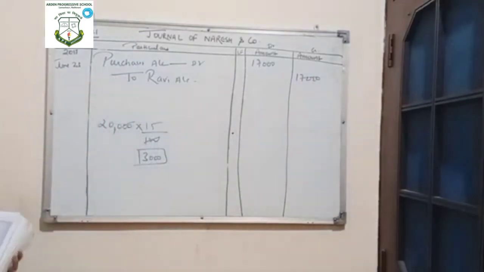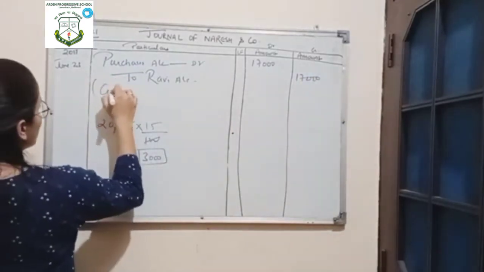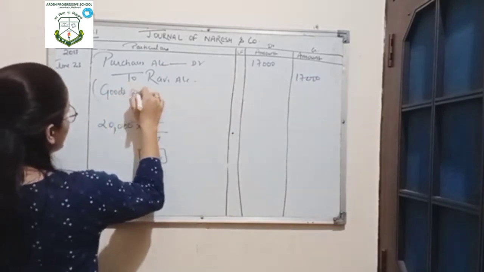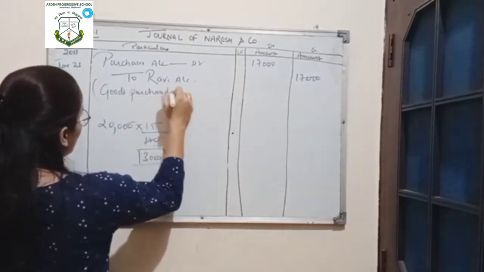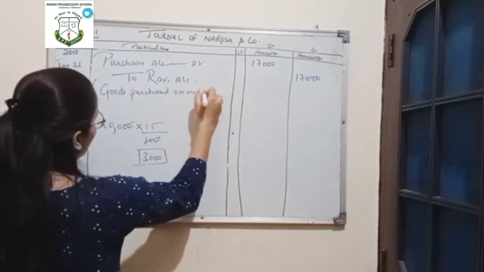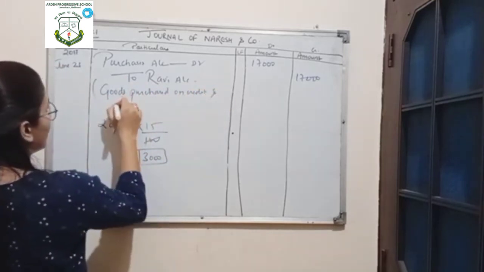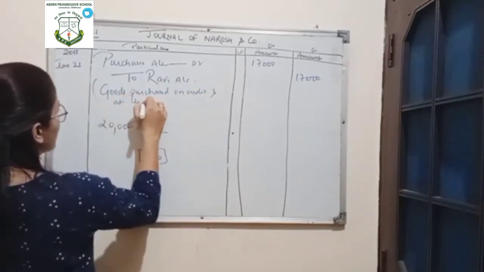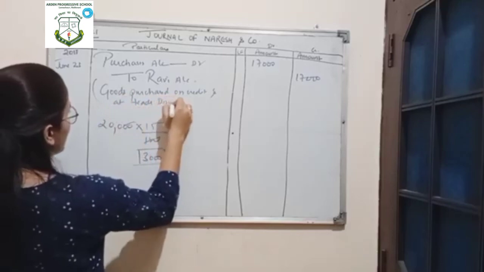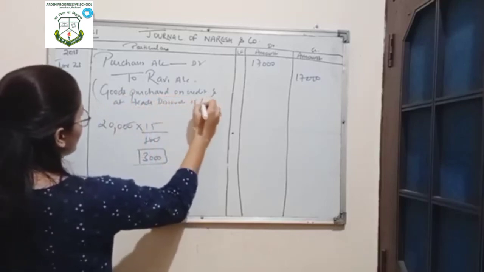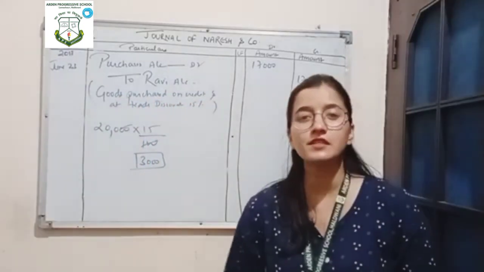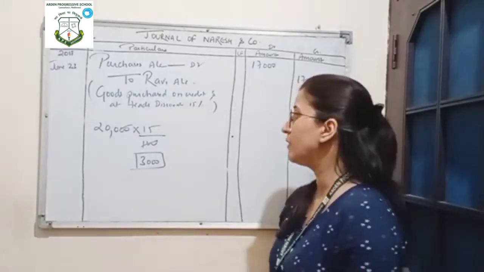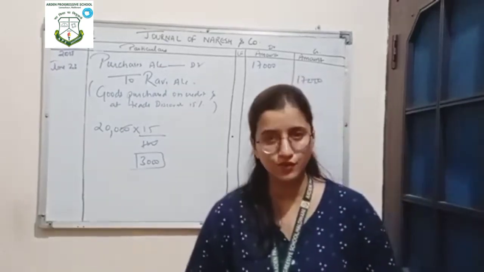So the narration for this entry will be: goods purchased on credit and at trade discount 15%. So this is how we will show the treatment of discount in the books of journal.